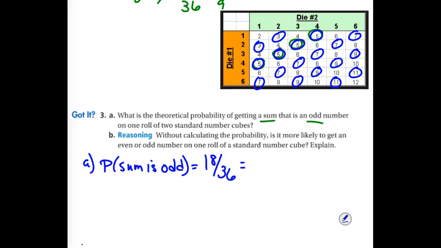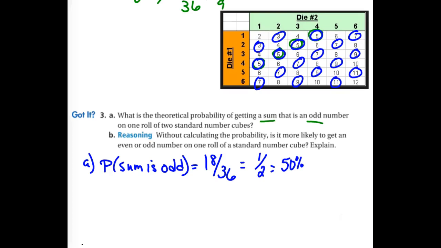18/36 is the same as 1/2, or 50%. So I have a 50% chance of getting a sum that's odd, which means I also have a 50% chance of getting a sum that is even. Okay? All right, last question.